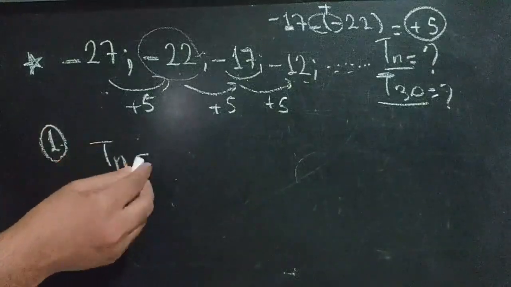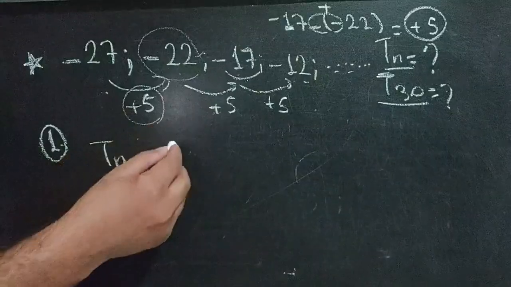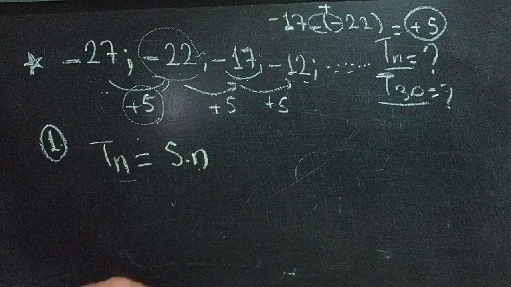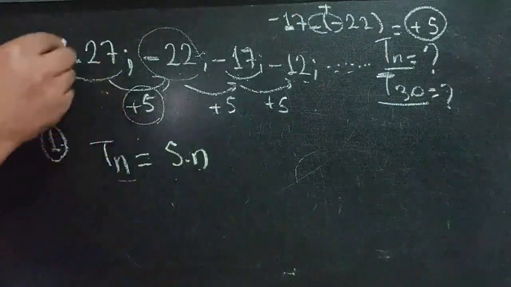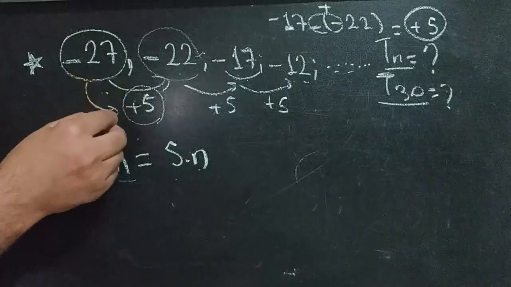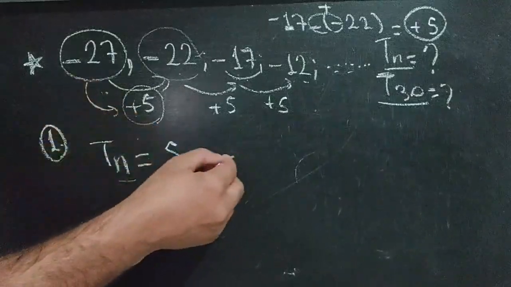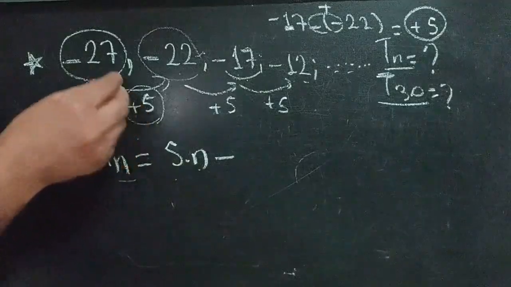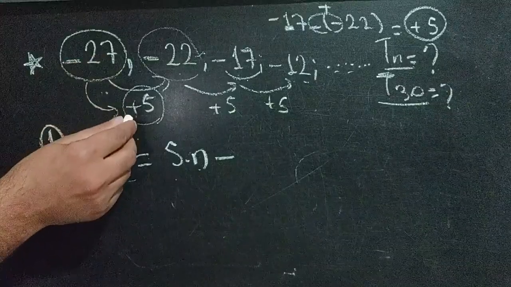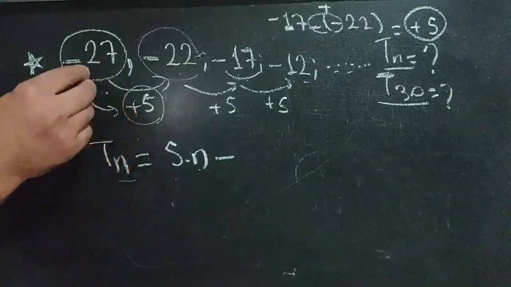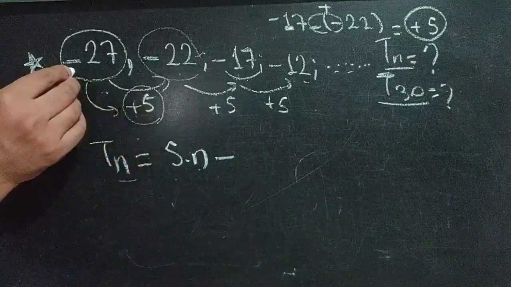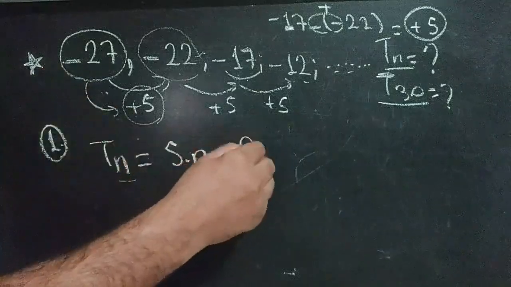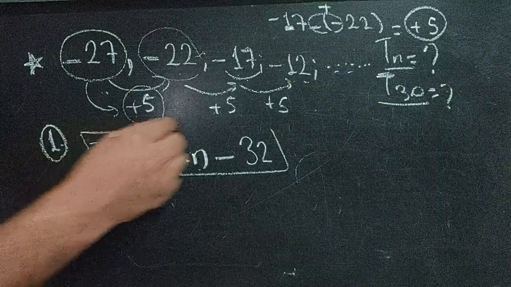Tn, the rule, equals the constant difference times the letter n. Then you come to the first term. Is the first term bigger or less than the constant difference? Less than. And then how much? 32. Because look, if you want to find the difference between them, you do 5 minus negative 27, which is going to be 5 plus 27, which is 32. So the first term is 32 smaller than the constant difference.